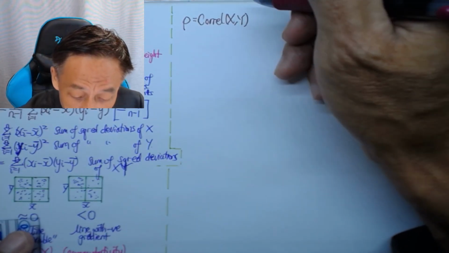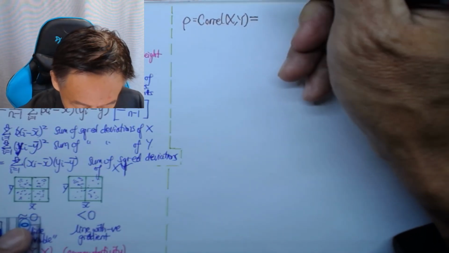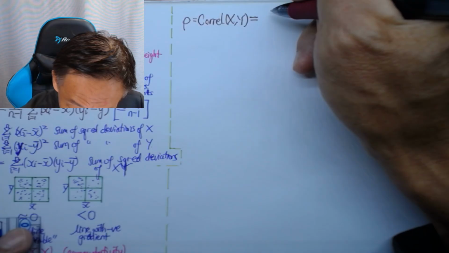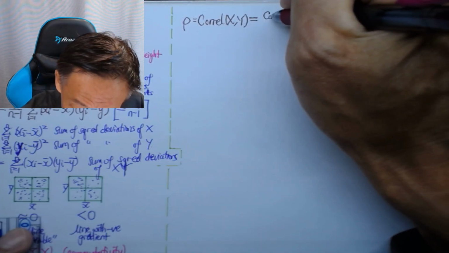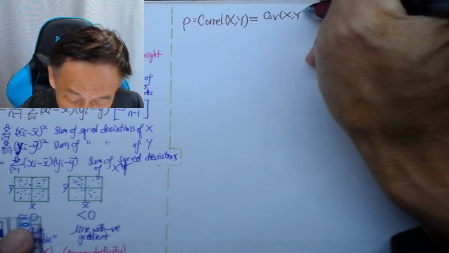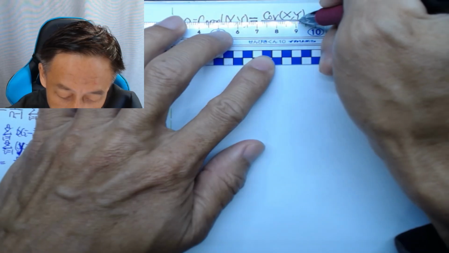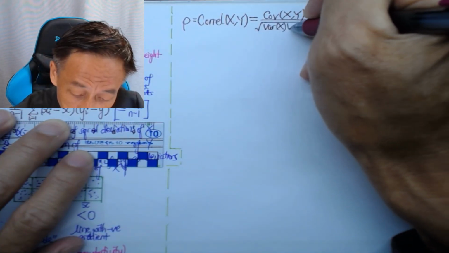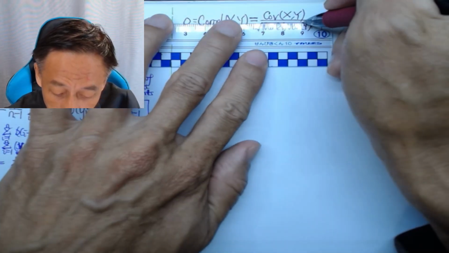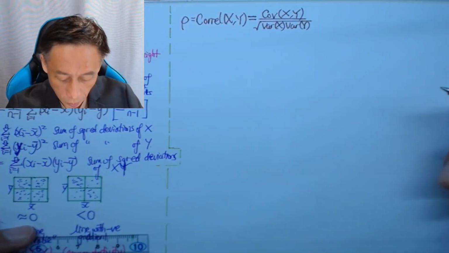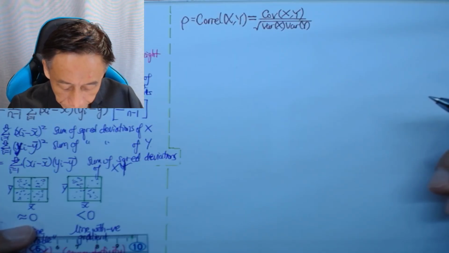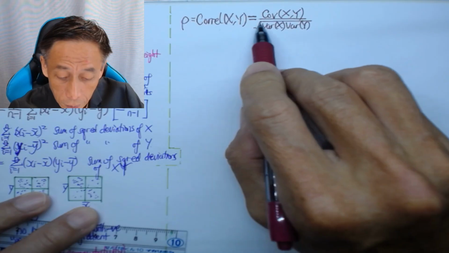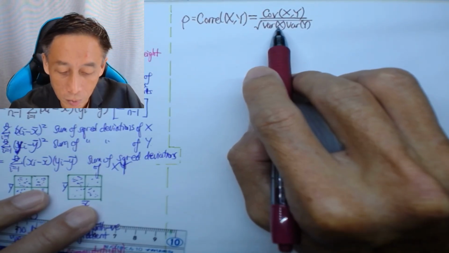Okay, so this is defined in terms of the population covariance of x and y, right, over the square root of variance of x and variance of y. Population, of course, right? So, okay. And what we have is therefore a adjusted or scaled down covariance.